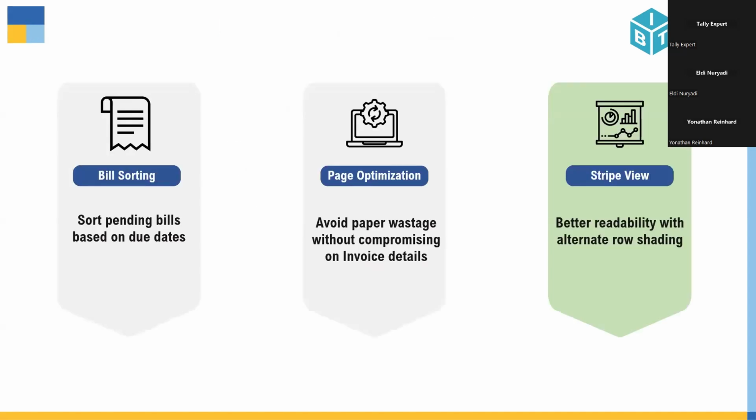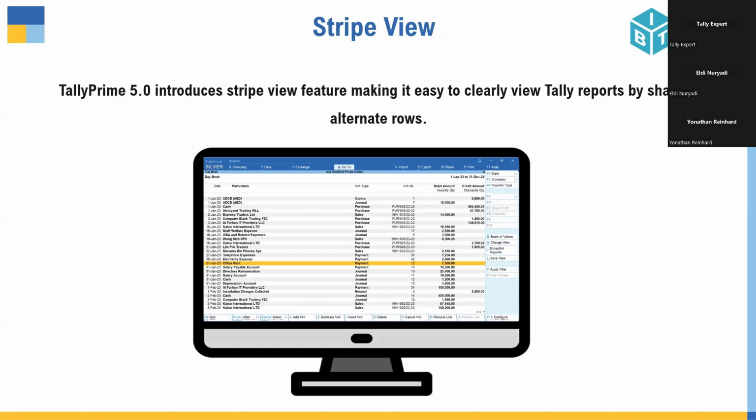Now let's move on to the third highlight feature of TallyPrime Release 5.0, Stripe View. This feature will give you better visibility and a better way of reading the report or voucher details with shading for each line of items. So this is the glimpse of Stripe View feature. We can see alternate row shading of each line in this report, in daybook reports.